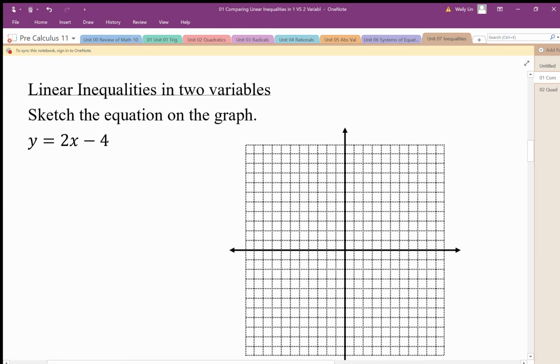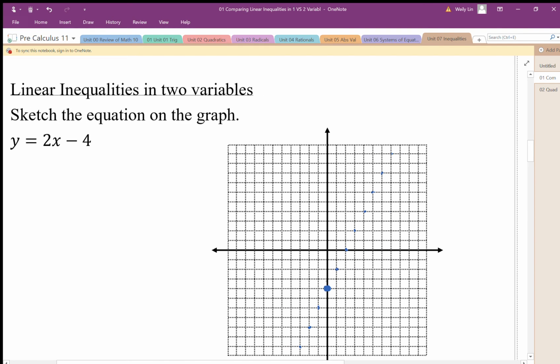There's my y-intercept at -4. I'm going to have a slope of 2. So if I just draw my points in here, that's the slope of 2. And there is my line, y equals 2x minus 4.